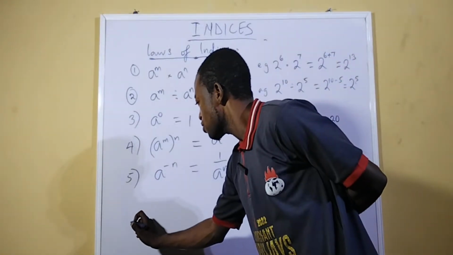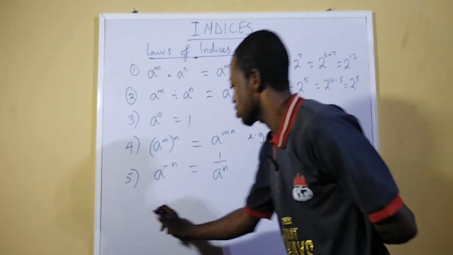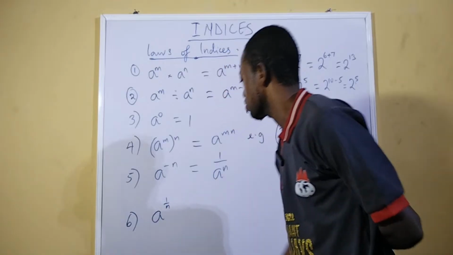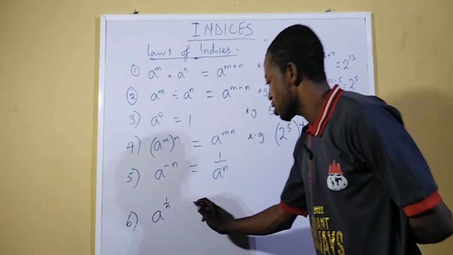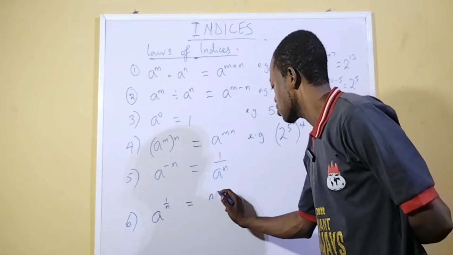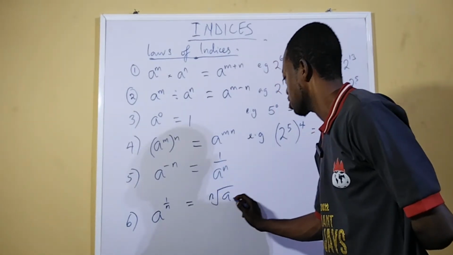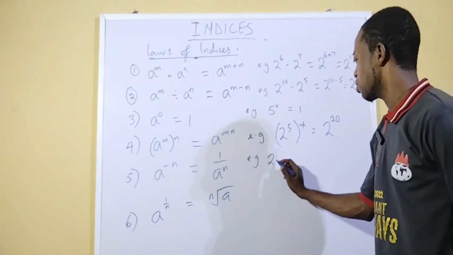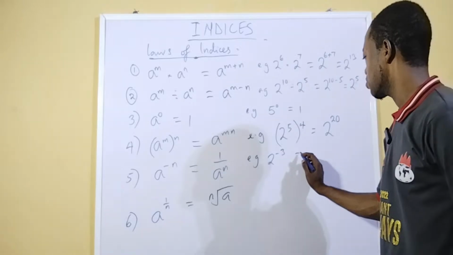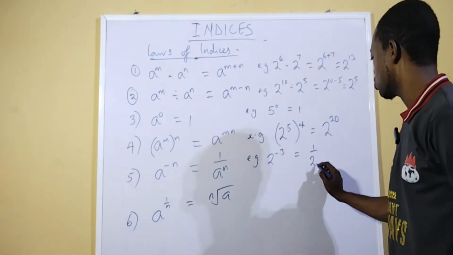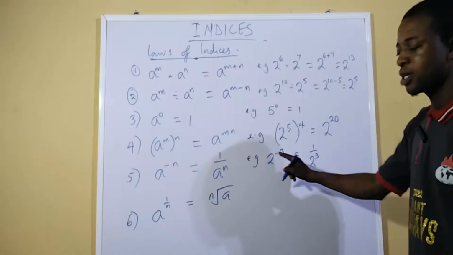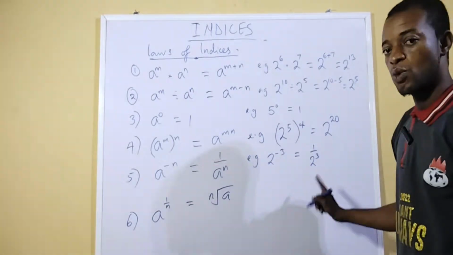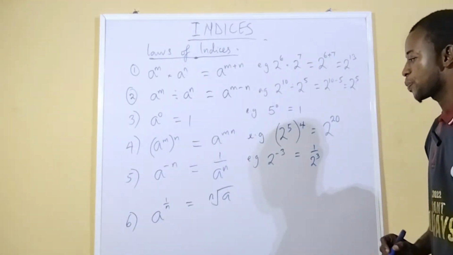Then also we have something called fractional index. So this one we have a raised to power 1 over n. Yeah, this is same thing as nth root of a. Okay, let me give an example here. You can say e.g., when we have 2 raised to power minus 3, this is same thing as 1 over 2 raised to power 3. The negative here has become the inverse, which serving as 1 over 2 raised to power 3.